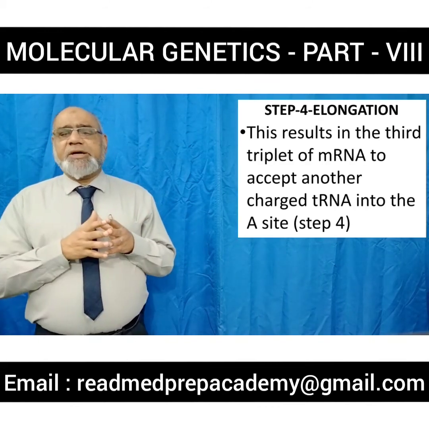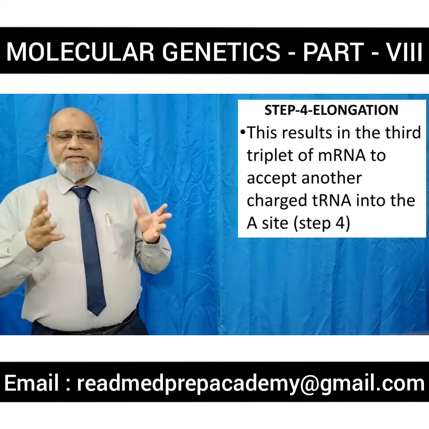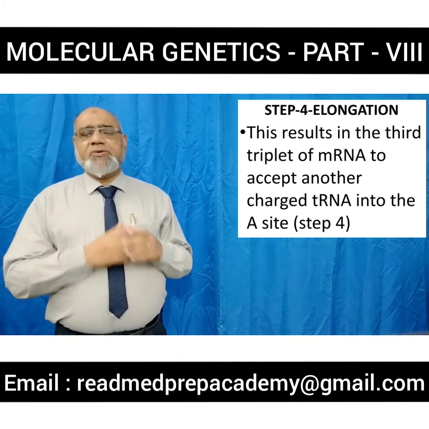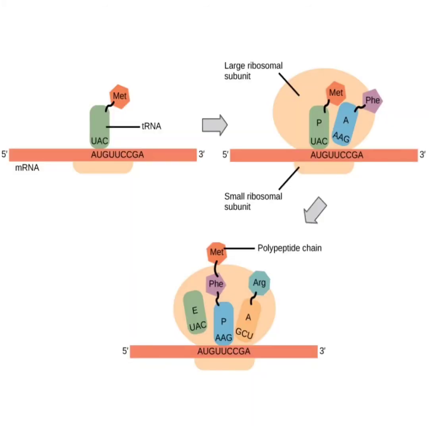This results in the third triplet of messenger RNA accepting another charged transfer RNA into the A site. Here you can see the start codon and the transfer RNA with methionine, and the second amino acid being brought and attached to the second codon. And the polypeptide chain is formed in the third image with the transfer RNA exiting through the exit site and the third amino acid being brought to the third codon.